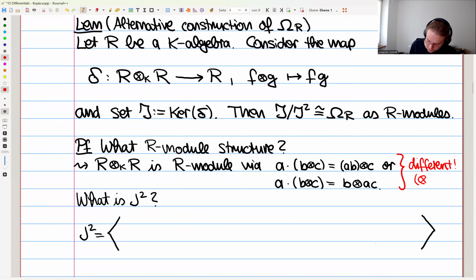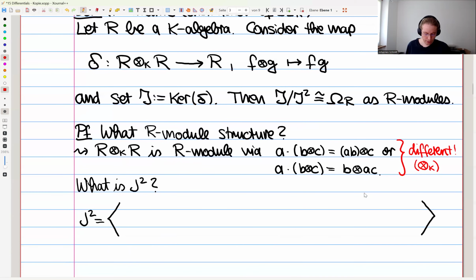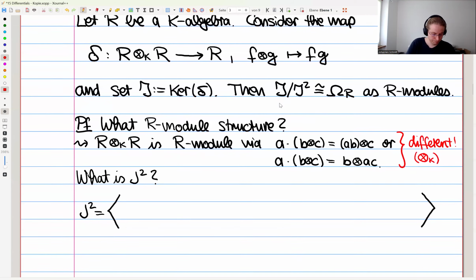And this comes from the fact that this tensor product here is a tensor product over K. So it's not allowed to just say you can pull a over to the other side, because a is in R and the tensor product is only over K. So when a happens to be in K, then these two things are the same, but in general, they're different. So there are two different R-module structures. For now, we just keep this in mind. We move on for now, but somehow we will have to show later that when we look at J modulo J squared, they give us the same thing.